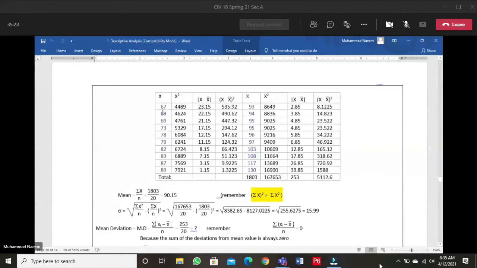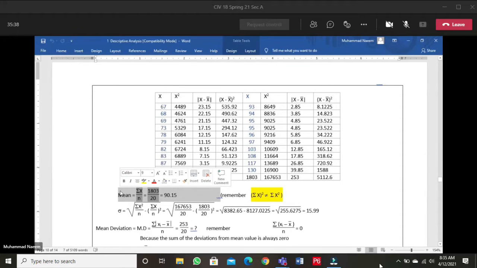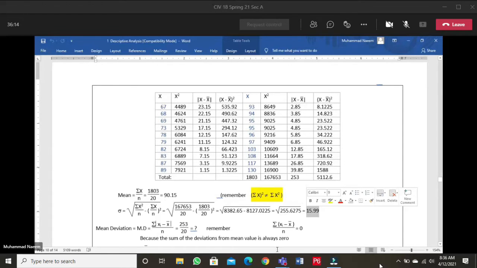Put all the values of X of your variable in the first column. Sum up and divide by 20. This will give us the mean value. Further, for the calculation of standard deviation, let me prefer this formula. For this purpose, we must have a column of X square, and sum up sigma X square and sigma X. These sums from the first and second column will be put in this formula to calculate the standard deviation, which is 15.99.